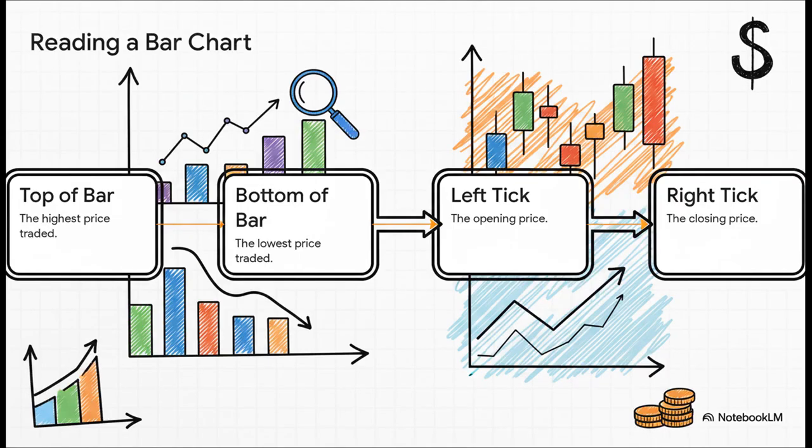So how do you read one of these bars? It's actually super intuitive. The very top of that vertical line, that's the high price for the day. The very bottom, that's the low. Then you've got these 2 little horizontal ticks. The little tick on the left is the opening price, and the tick on the right is the closing price. With that one little shape, you get the entire day's trading range at a glance.